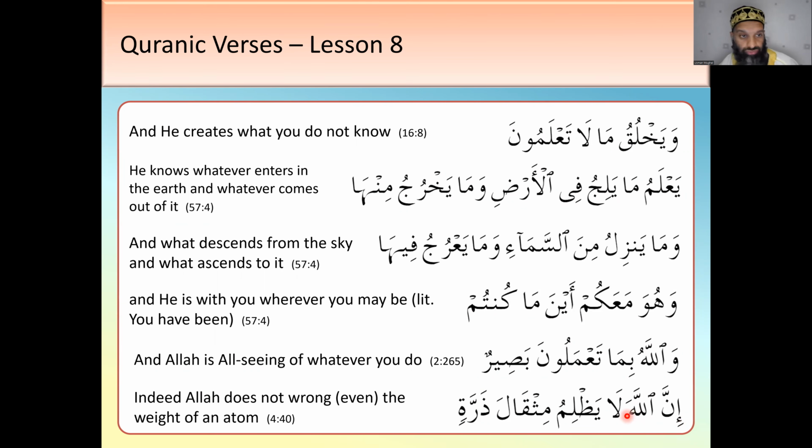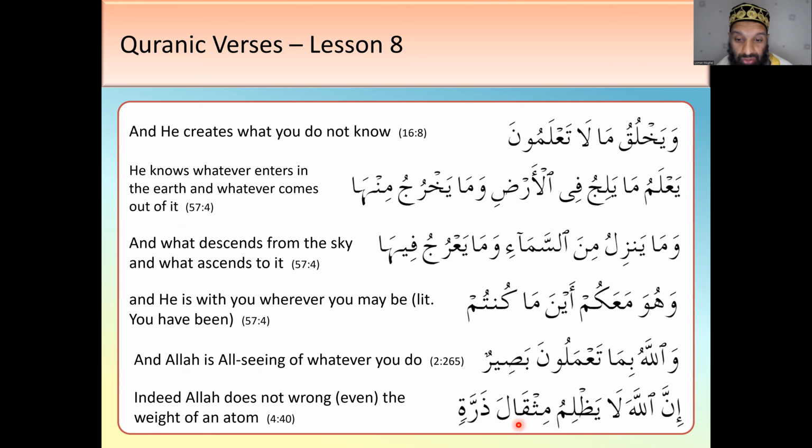La, okay, not. Yazlimu, what's yazlimu mean? You see the, la, ma, right? Something to do with oppression. So what's yazlimu mean? Yazlimu, present tense verb. Yazlimu literally means he oppresses. That's right, he oppresses. La yazlimu, he does not oppress. So indeed Allah, he does not oppress, he does not wrong.